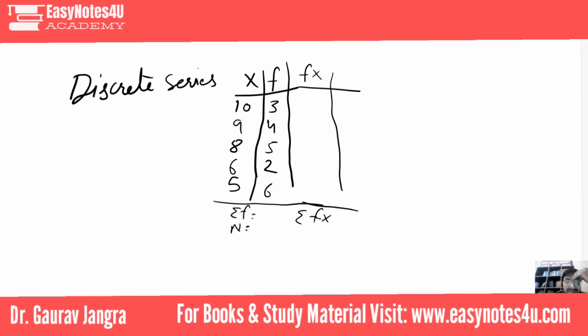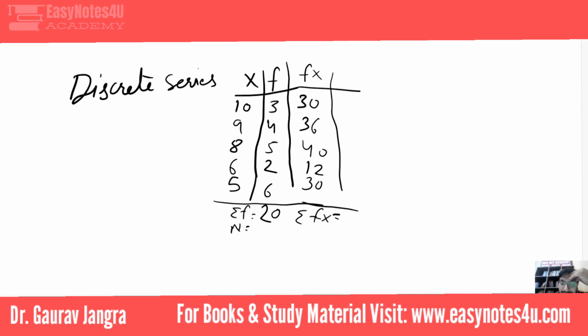But in an individual series the values occur only a single time, but here each and every value is repeating. For example, 10 is repeating 3 times, 9 is repeating 4 times. So the total number of observations will be the total of the frequency. So the total of frequency will be 7, 12, 14, 20. So n will be 20, and multiplying f and x gives 30, 9 into 4 is 36, 40, 12 and 30.